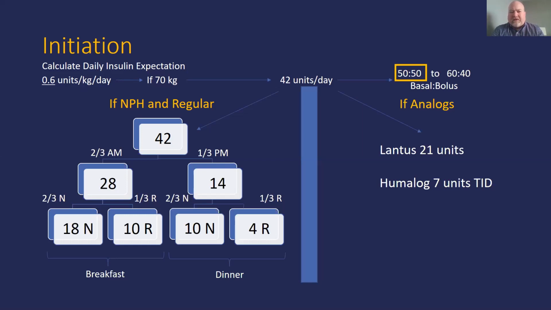Well, 42 units is our total for the day. Half of that is 21. So give them a basal insulin like Lantus, 21 units, and the other 50% is split up into 3 doses of mealtime rapid insulin. So Humalog 7 units TID would fit this perfectly.